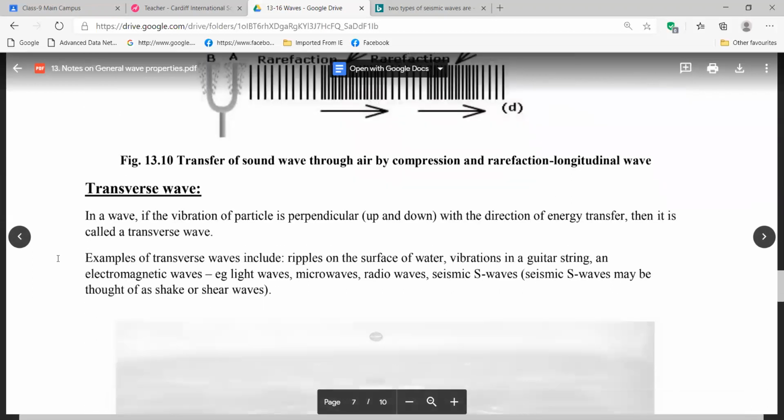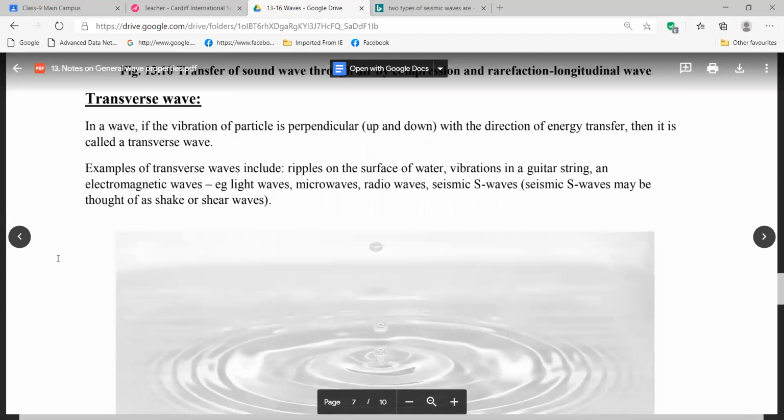Now Ravi, hello. Ravi, read transverse wave. Okay, sir. In a wave, if the vibration of particles is perpendicular, up and down, with the direction of energy transfer, then it is called a transverse wave. Examples of transverse waves include ripples on the surface of water, vibrations in a guitar string, and electromagnetic waves. Examples: light waves, microwaves, radio waves, seismic waves. Seismic waves may be thought of as shake or shear waves. Okay, it is also called secondary waves.